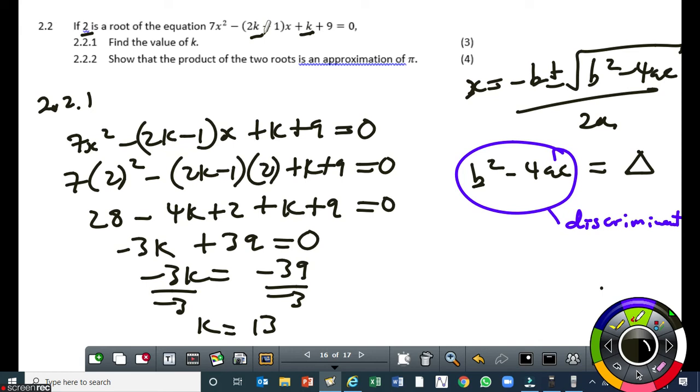Right? Can I have your attention? Now, the second part of the question means we need to determine the second root. To find the second root, we substitute this k where there is k, and then we simplify. So let me move on to the next page.